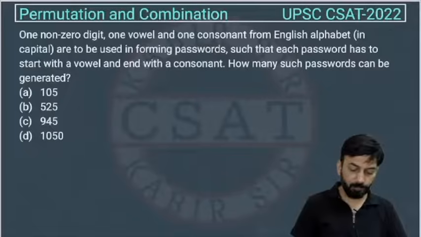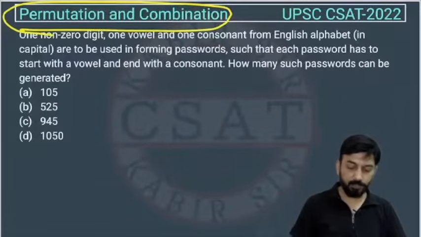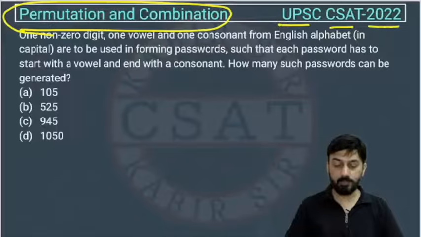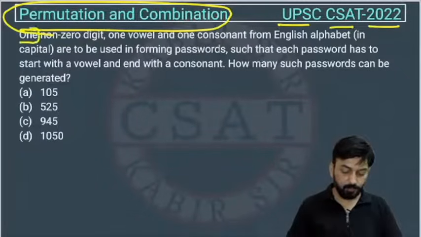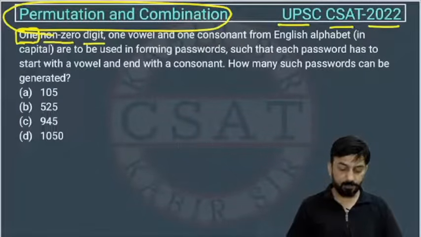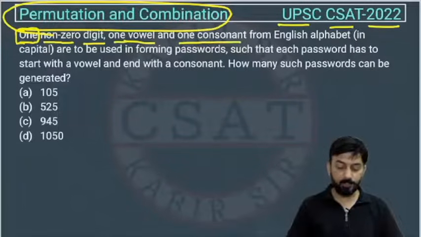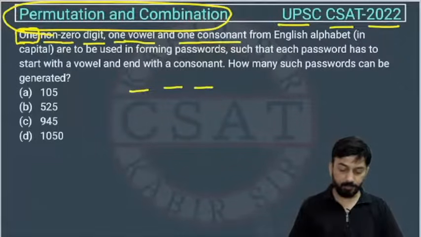This is a question from Permutation and Combination chapter asked by UPSC in their CSAT paper of 2022. This one is important, right? One non-zero digit and one vowel and one consonant from English alphabet are to be used in forming a password, such that each password has to start with a vowel. So there will be one digit, one vowel and one consonant, right? And the password will start with a vowel and end with a consonant. How many such passwords can be generated?